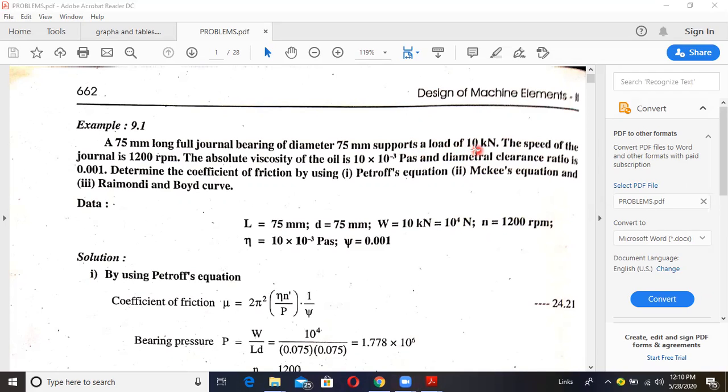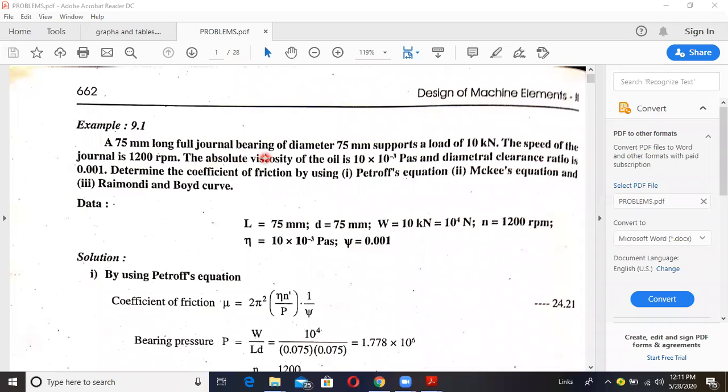The load acting on the bearing is W, 10 kilonewton. Converted into Newton, that is 10 to the power of 4 newtons. Next, the speed of the journal is 1200 rpm. The journal is rotating at a speed of 1200 rpm, so n is equal to 1200 rpm, that is small n.